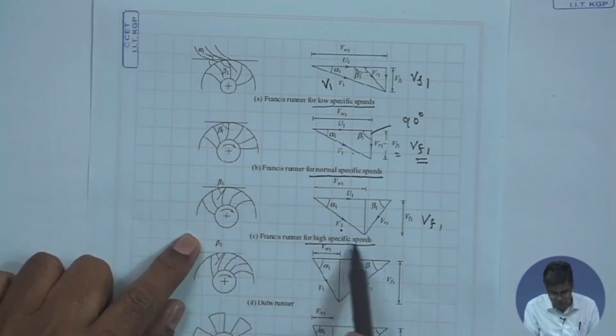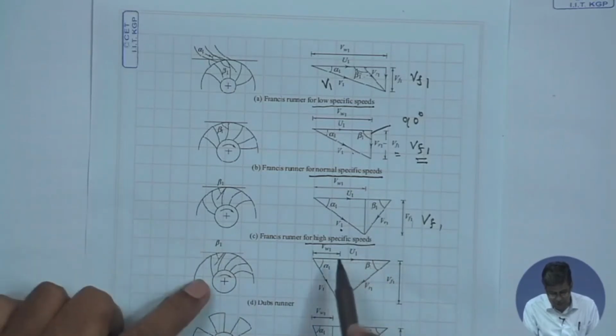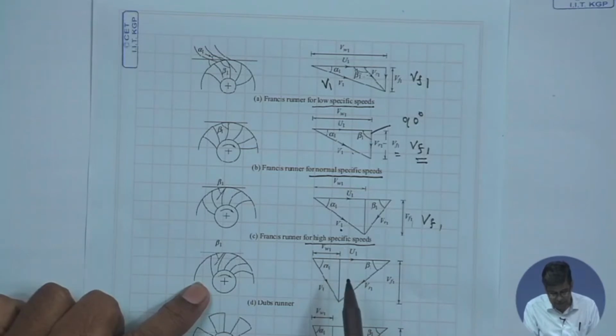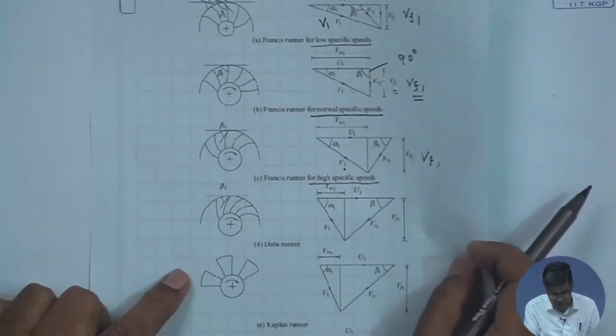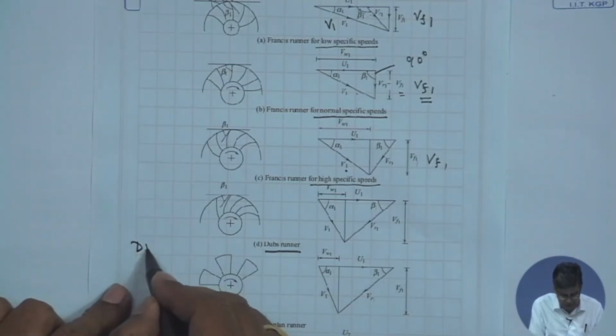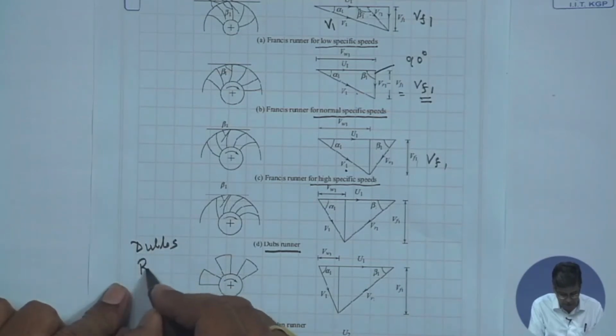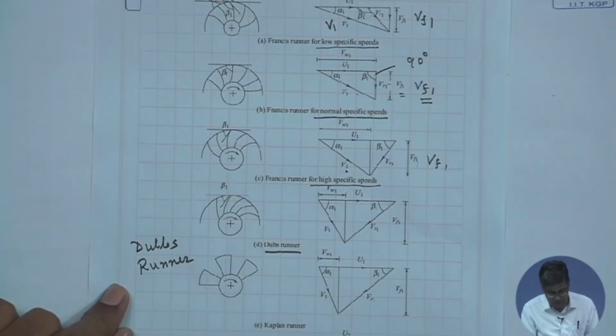It follows almost the same geometry of the Francis turbine, but when the specific speed is much larger, that means the head is really reduced, then what is done? We arrive at a turbine known as Dubbs runner. I write it, D-U-B-B-S, Dubbs runner. This is known as Dubbs runner.